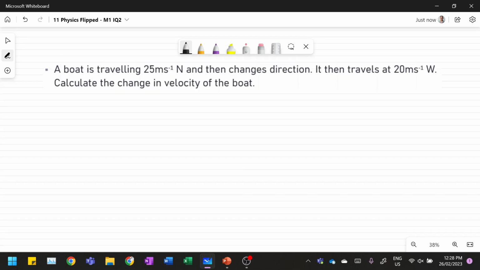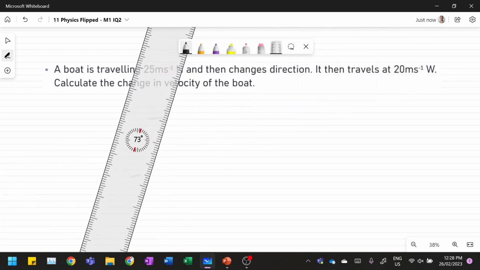In the second question, what we have here is that a boat is traveling 25 meters per second north and then changes direction. It then travels at 20 meters per second west. We're being asked to calculate the change in velocity of the boat. So there are two vectors that we are working with.